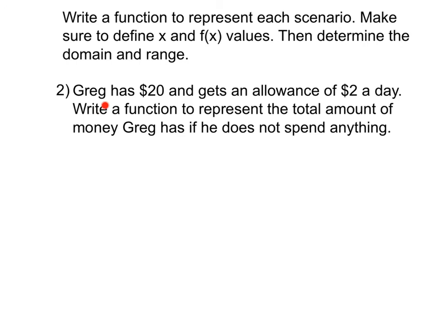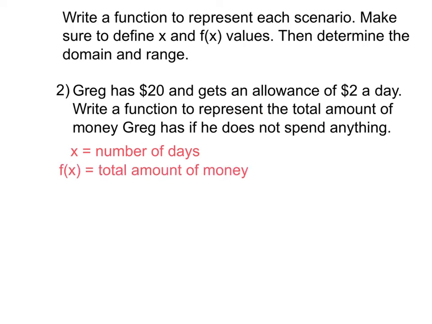Let's try one more. Greg has $20 and gets an allowance of $2 a day. All right, I see right here that depending on how many days there are, he's going to get $2 more. So I'm going to go ahead and let x represent the number of days. Write a function to represent the total amount of money Greg has if he does not spend anything. So that's our overall goal. What amount of money does Greg have in total if he saves all his money? So let's let f of x equal the total amount of money.